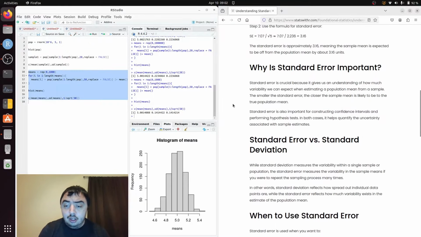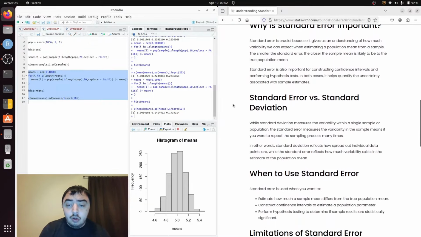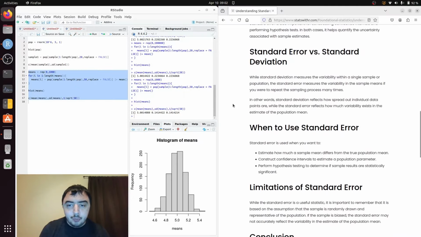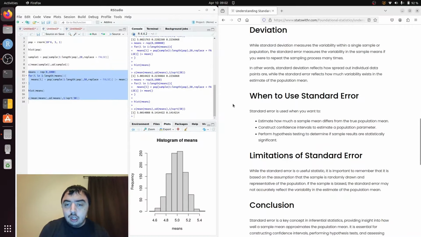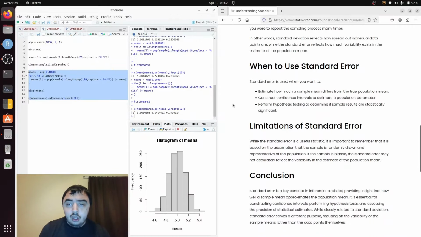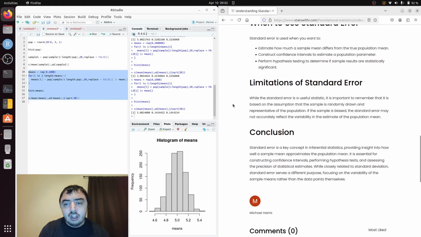So it's easy to confuse these two topics, and that's why I'm spending some time on it and trying to repeat myself. So standard deviation, talking about the sample. Standard error is a proxy measure for how variable your sample means would be if you repeated the sampling process many times independently.